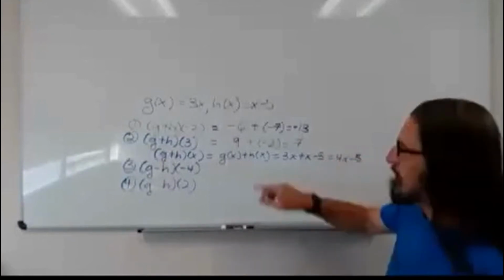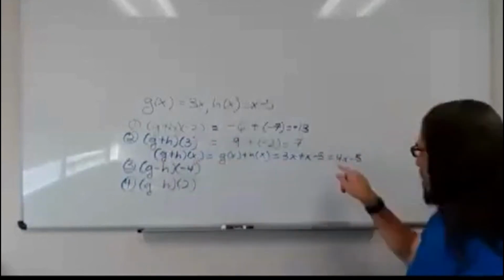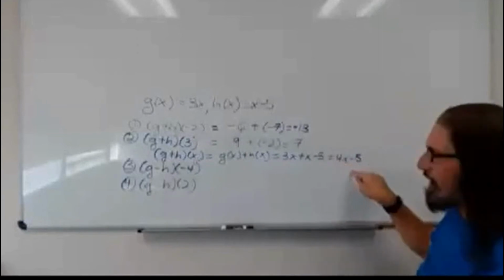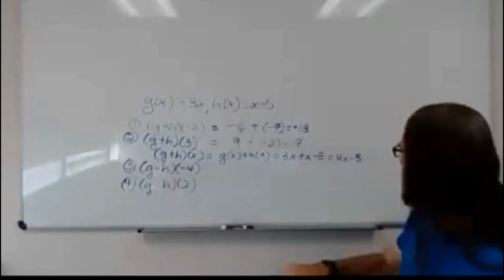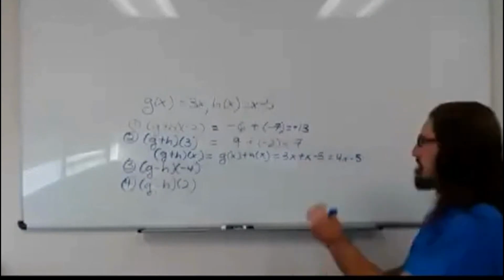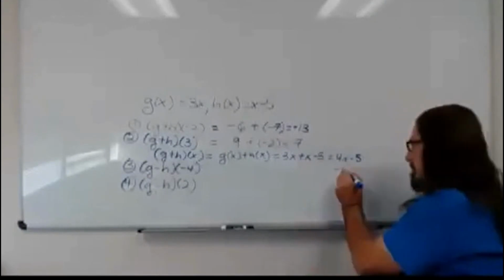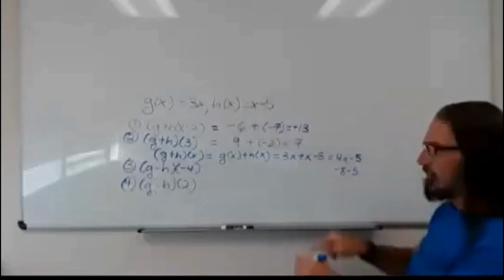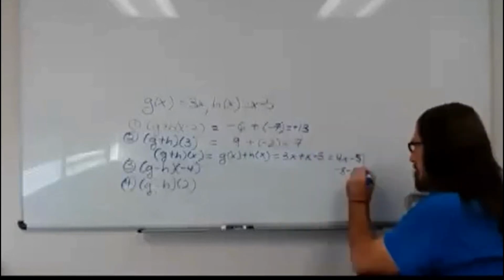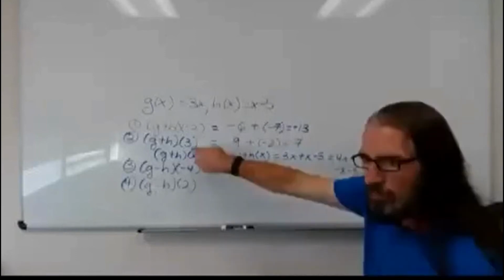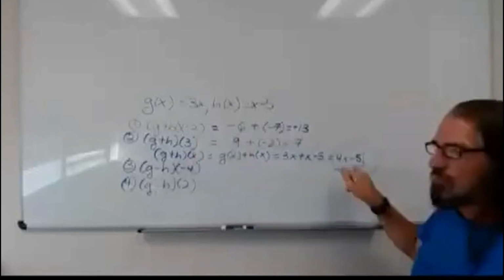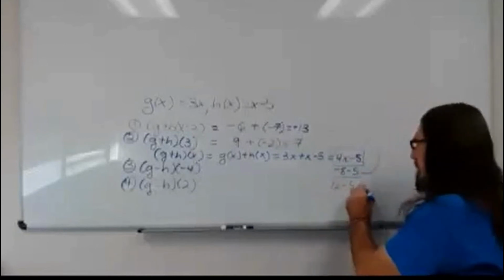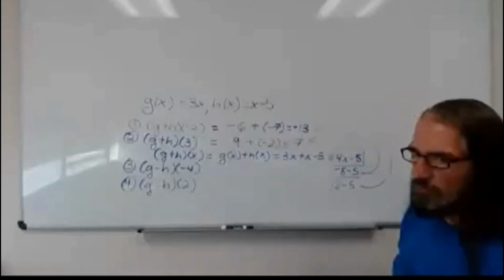Now if I put in negative 2, I'm only going to have 2 operations to do. Multiply and subtract. 4 times negative 2 is negative 8. And negative 8 minus 5 is the negative 13. If I put in the 3, 4 times 3 is 12. And 12 minus 5 is the 7.